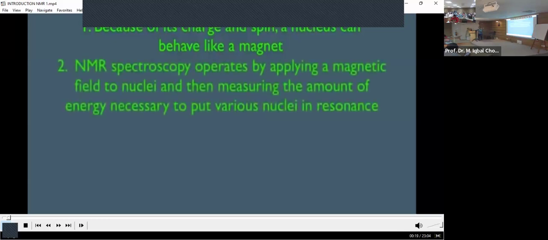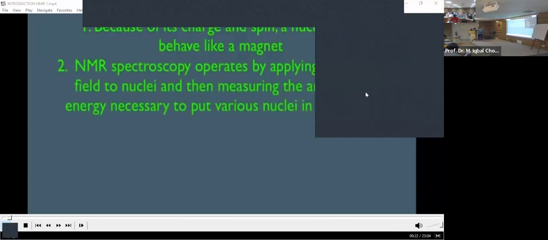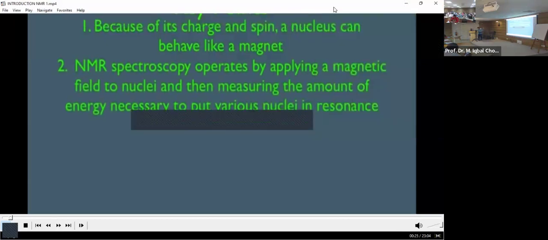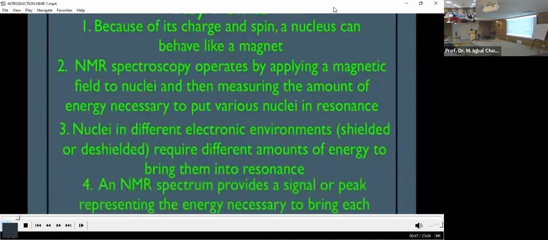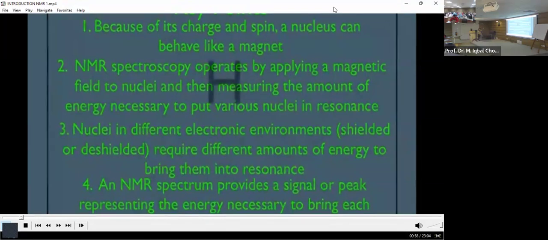We're also going to see, number two, that NMR spectroscopy operates by applying a magnetic field to nuclei and then measuring the amount of energy necessary to put various nuclei in what's called resonance. And number three, we're also going to see here that nuclei in different electronic environments, that is either being shielded or de-shielded, require different amounts of energy to bring them into resonance. And we're also going to see, number four, an NMR spectrum provides a signal or peak representing the energy necessary to bring each nuclei into resonance. All of these are very profound, so let's make sure we walk through this and get all of them here.